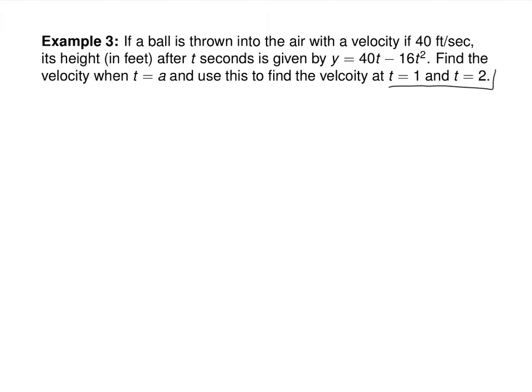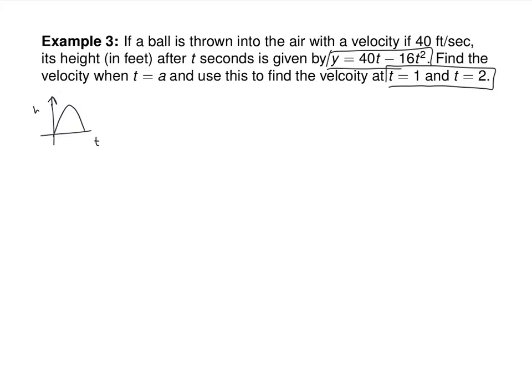Okay, so I have some ball, and the ball is thrown in the air with some kind of initial velocity of 40 feet per second, and its height in feet after t seconds is given by this equation. So that ball goes up and goes back down, right? It goes straight up and straight down, and this is what happens as time passes. So this is a graph of at what time, what is its height.